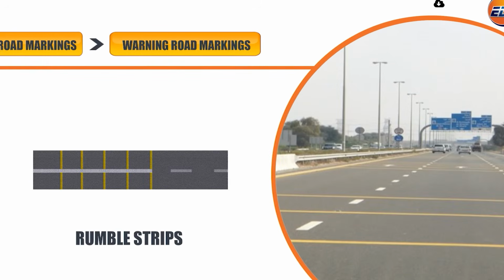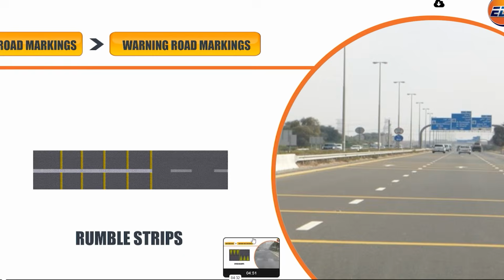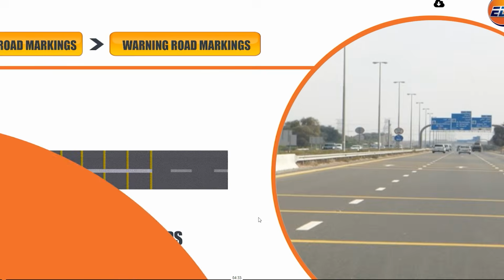Rumble strips. Rumble strips are painted yellow raised lines across the carriageway. When motorists drive over them, they can hear the rumble, feel the vibration, which alerts them and warns them of an approaching hazard like roundabout, pedestrian crossing, traffic light, bridge, or speed breakers.